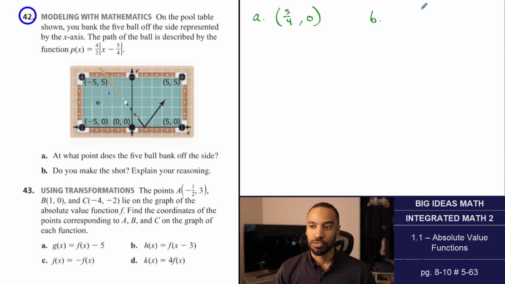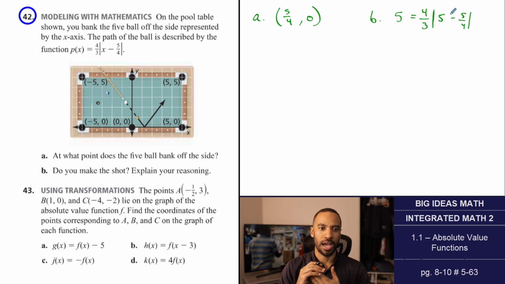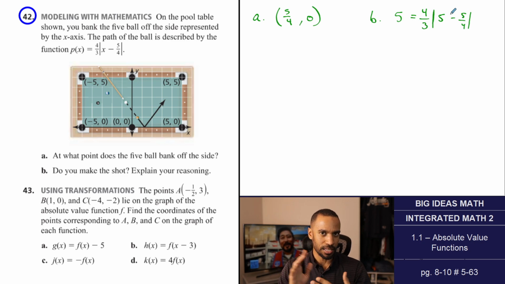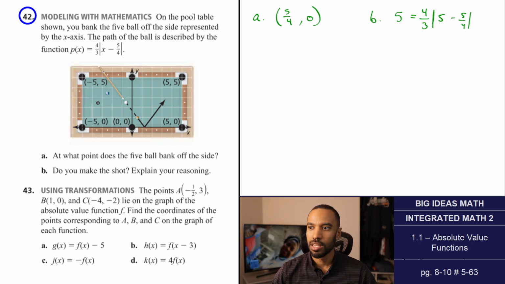P, being y, is 5. x is 5. Does the left side equal the right side when I substitute 5 for x and 5 for y into this equation? Does that graph cross through that ordered pair? And it seems like it needs to hit it exactly for it to do so. That's the question being asked. Is this true? Let's find out.